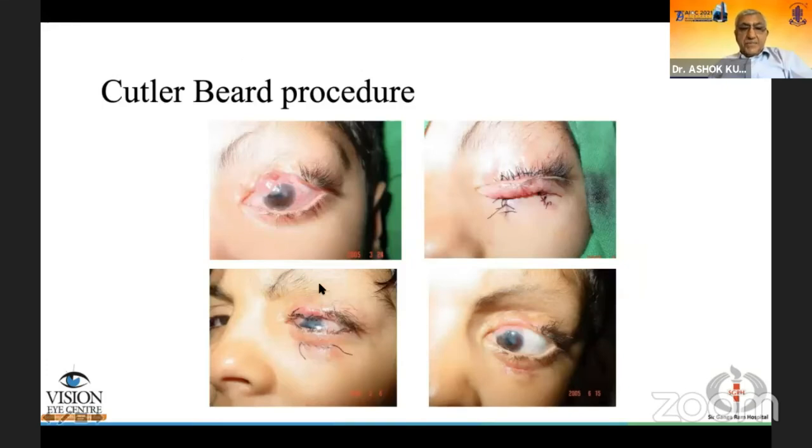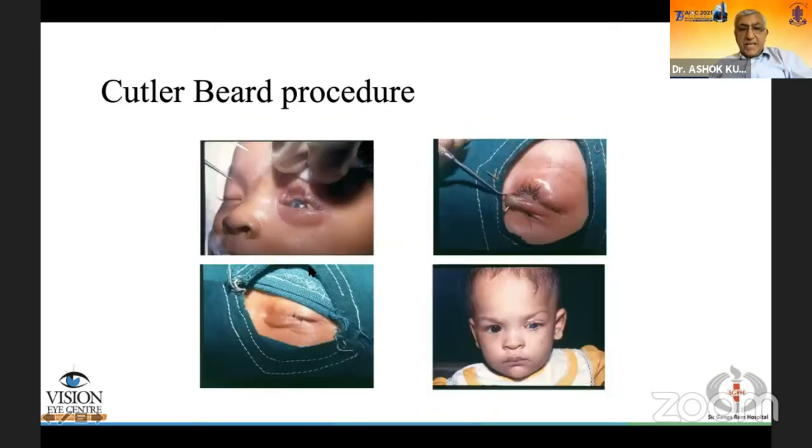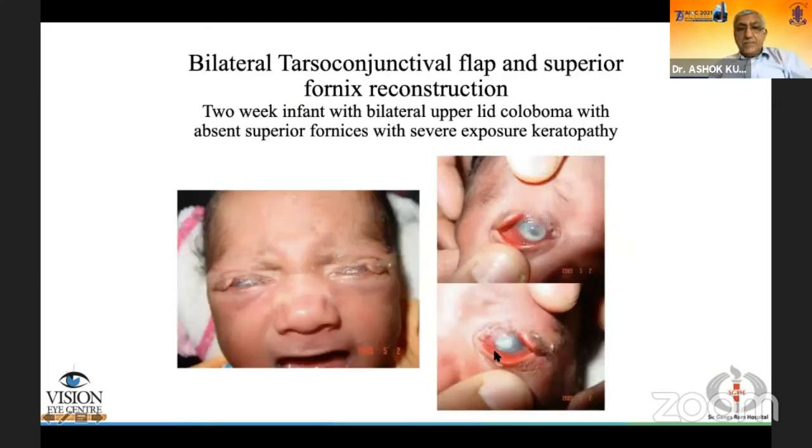A Cutler-Beard procedure, where pre-existing opacity is quite significant or the child is older, can be done. An example in a small child here with exposure keratopathy with repair. An example of difficulties involved is this one case of repair where there was a 2-week infant with bilateral upper lid colobomas with absent superior fornices with severe exposure keratopathy with an appearance like this with no vision, presenting very early.